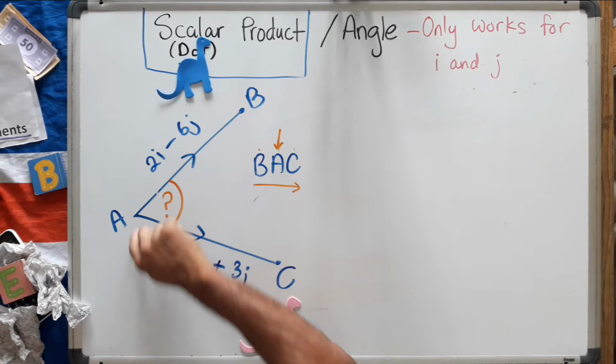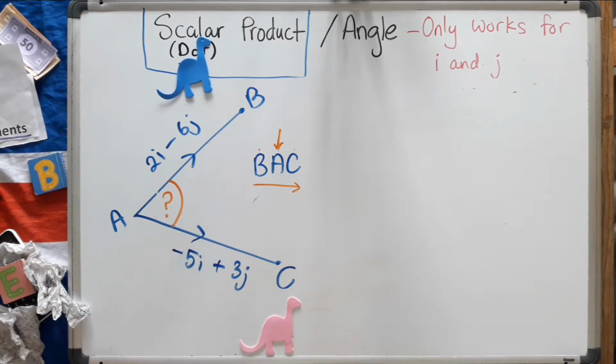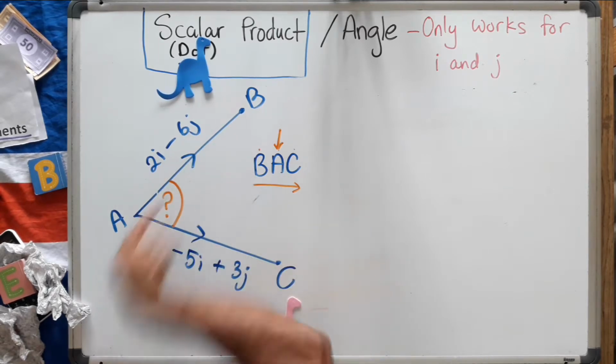The reason I'm telling you this is because direction is super important. AB and BA is not the same. They are completely different in vector land. So make sure you get the direction correct.